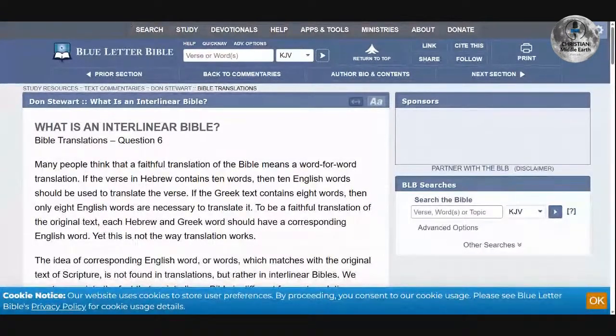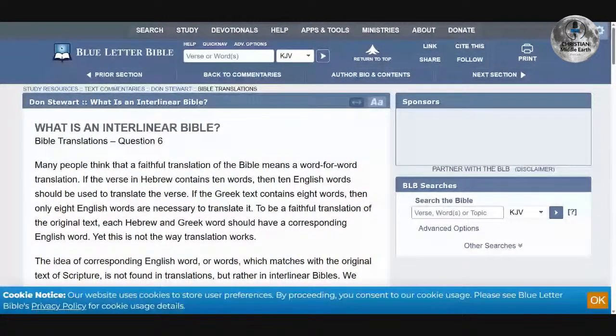This is from blueletterbible.com. So, what is an interlinear? You hear Bible scholars and people who have studied the Bible talk about this, okay?